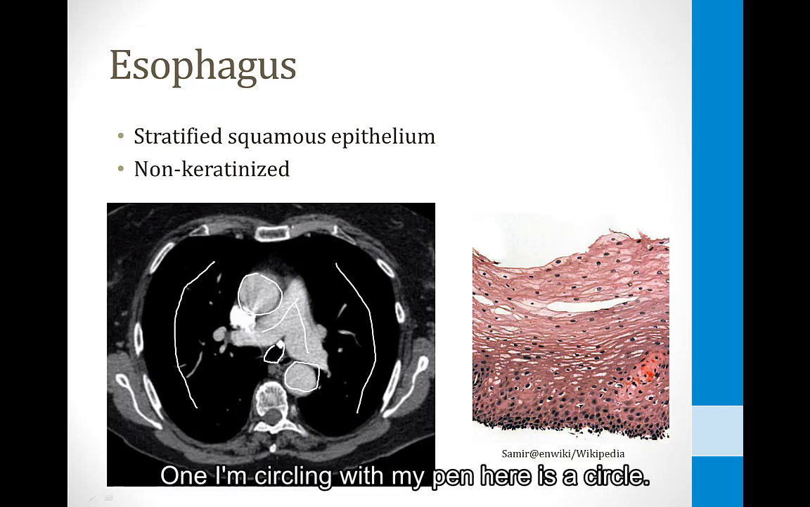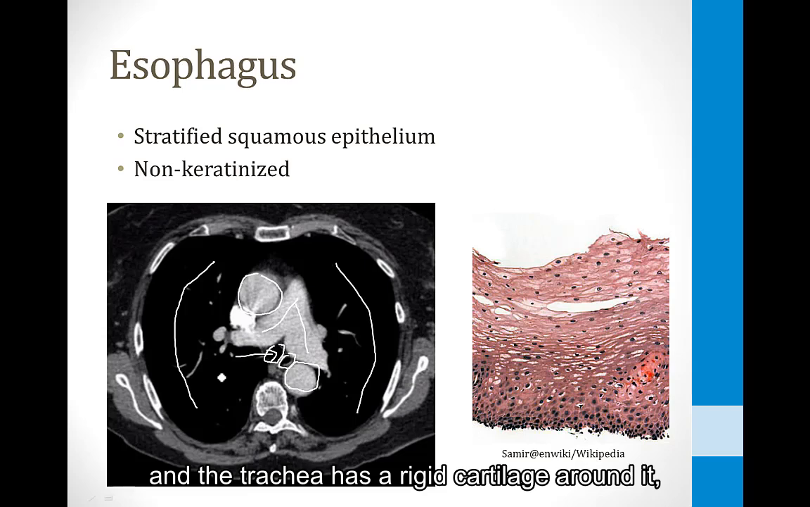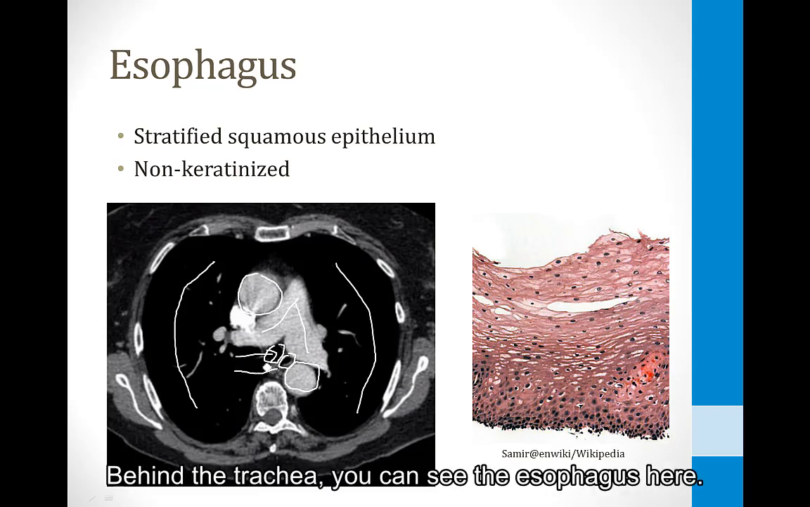One I'm circling with my pen here is a circle. The other one is sort of a collapsed, funny-looking structure here. So anything that's black must be filled with air and not blood, because everything that contains blood is white because of the contrast material. So these two structures contain air. The circular one here is the trachea, and the trachea has a rigid cartilage around it, and therefore it maintains its circular shape. Behind the trachea, you can see the esophagus here.